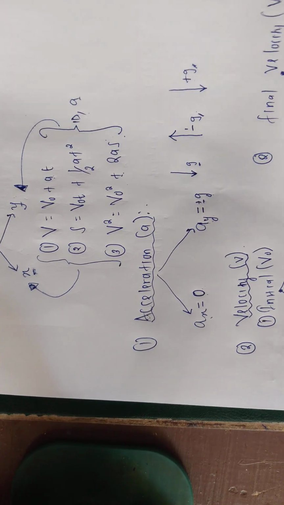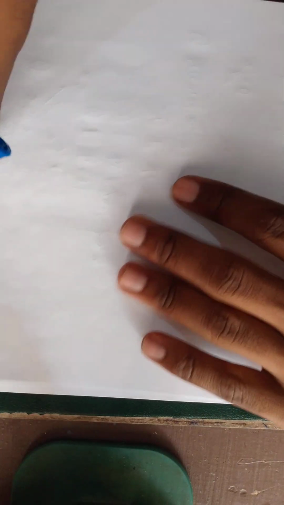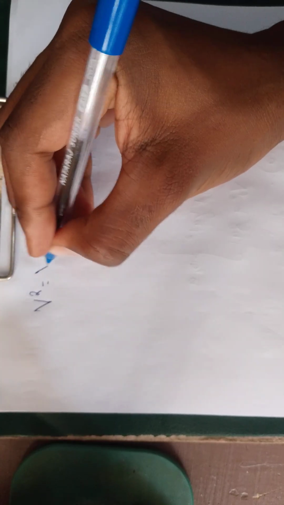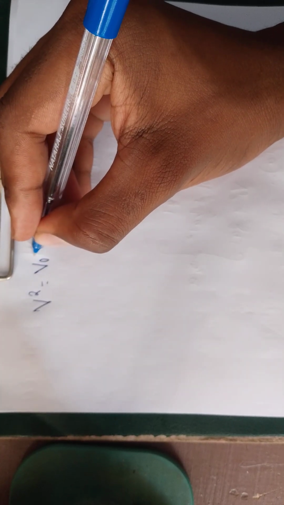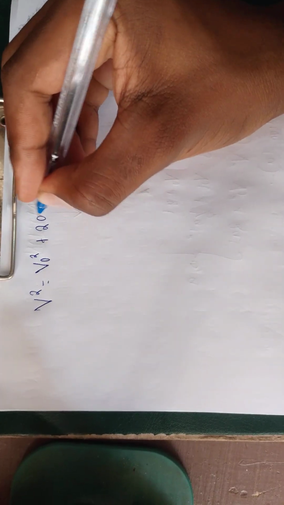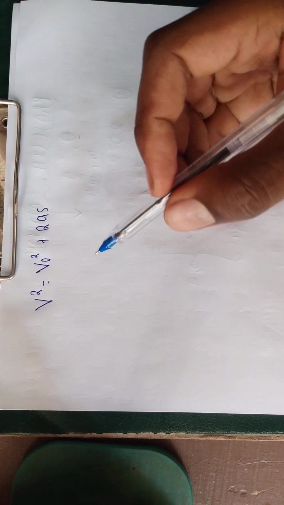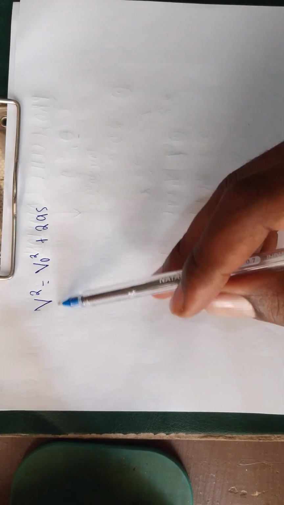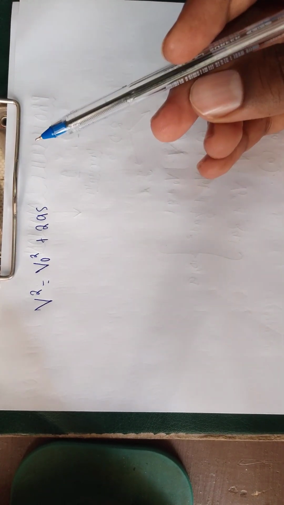And then the other formula that you can use to determine the final velocity in the x is you can also use this formula where you say the final velocity squared is equal to the initial velocity squared plus 2as. So if you want to find the final velocity in the x, you just modify it so that whatever is in this equation is for the x-axis.